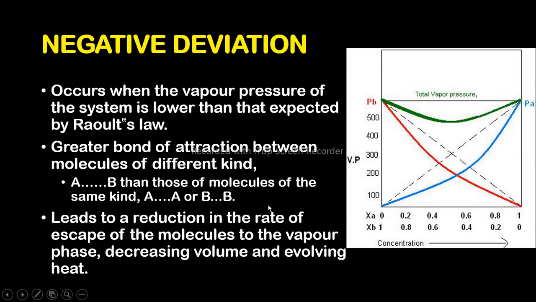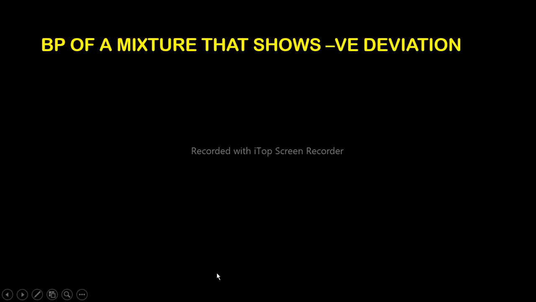So it leads to a reduction in the escaping tendency, the rate at which molecules escape to the vapor phase. Because the new adhesive forces of attraction between the unlike molecules are stronger than the individual forces of attraction between like molecules, you reduce the escaping tendency to the vapor phase, so you reduce the vapor pressure at 20 degrees Celsius. And so it will deviate negatively throughout. I hope it is really good.